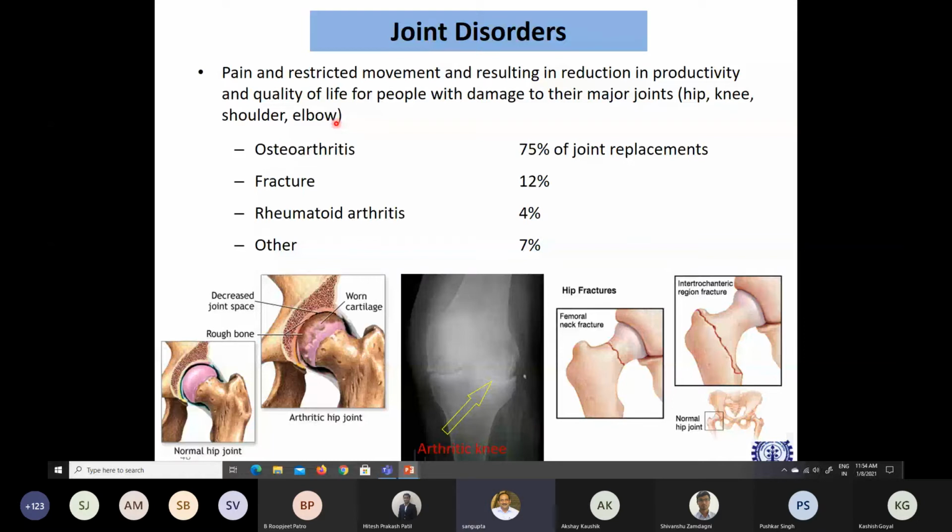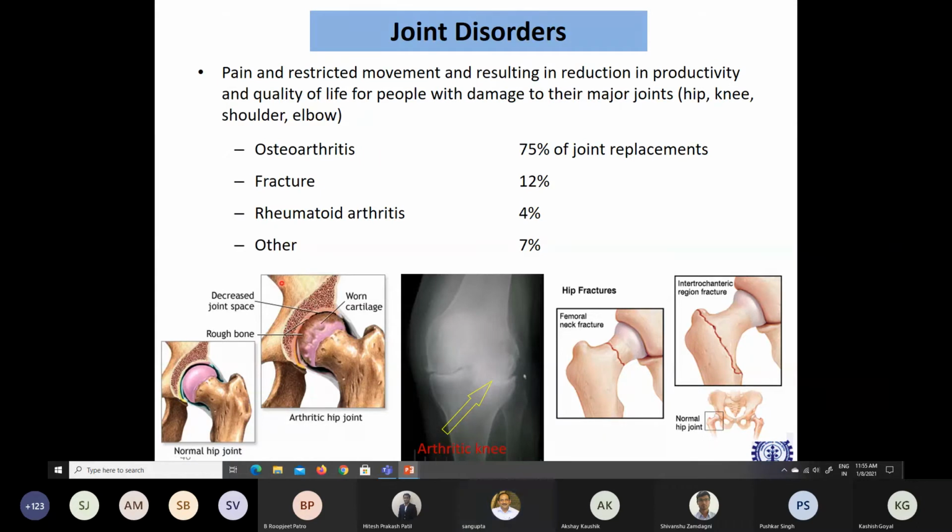Now, broadly, it has been observed across the world, particularly in the advanced countries, which maintain very good documentation through registries, the orthopedic registry, that the major disease affecting the world population is osteoarthritis. Osteoarthritis is a structural degeneration of the joint.